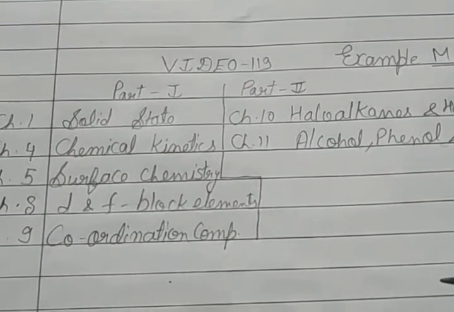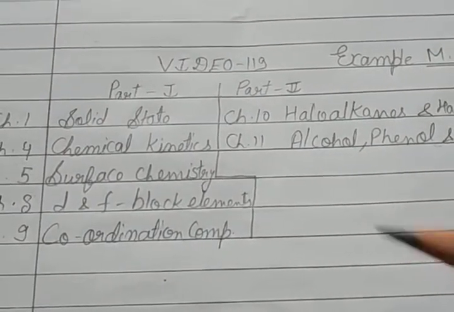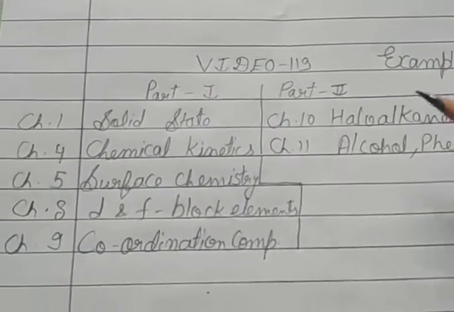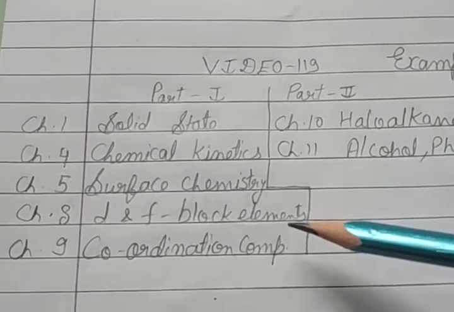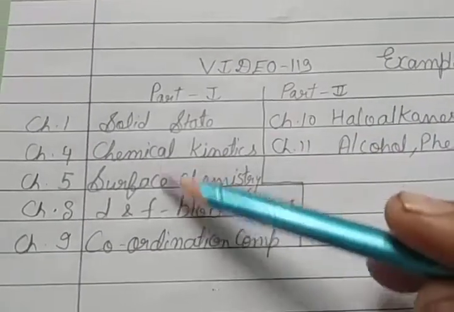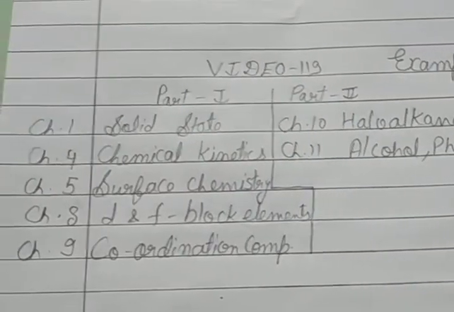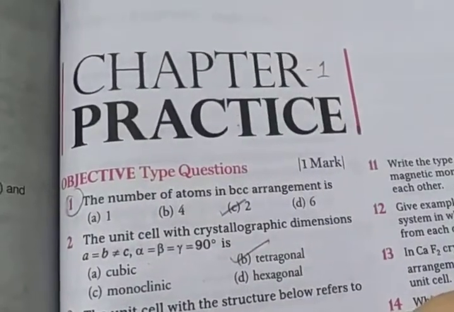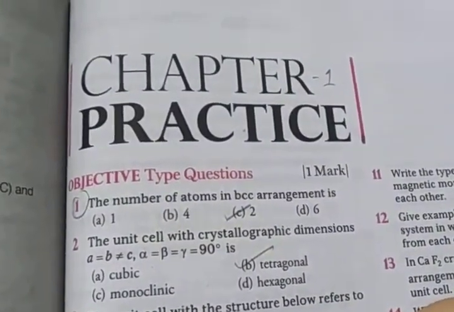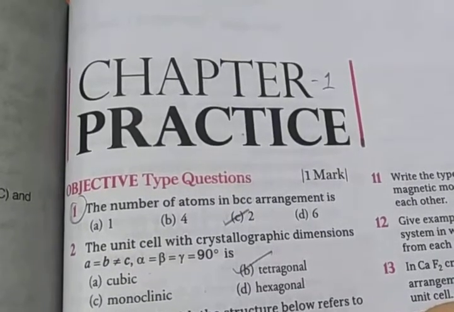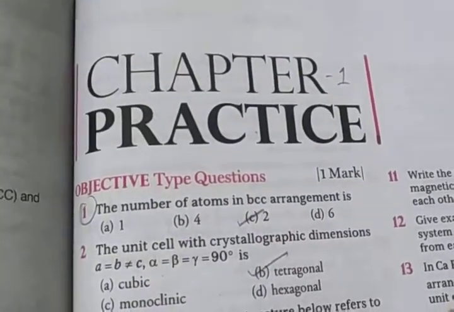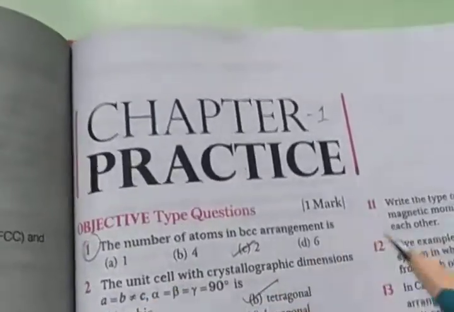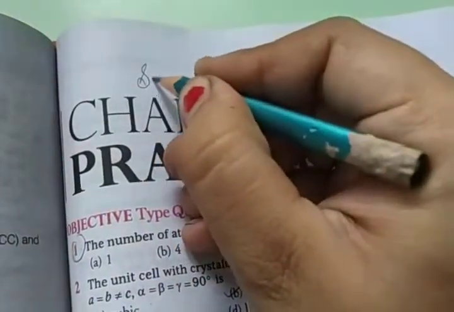Okay, so today I will start the revision. First I will explain the MCQs of these chapters, one chapter at a time. Let us start with chapter number 1, Solid State MCQs. These questions are given in All in One, in the chapter practice questions of chapter number 1, Solid State.